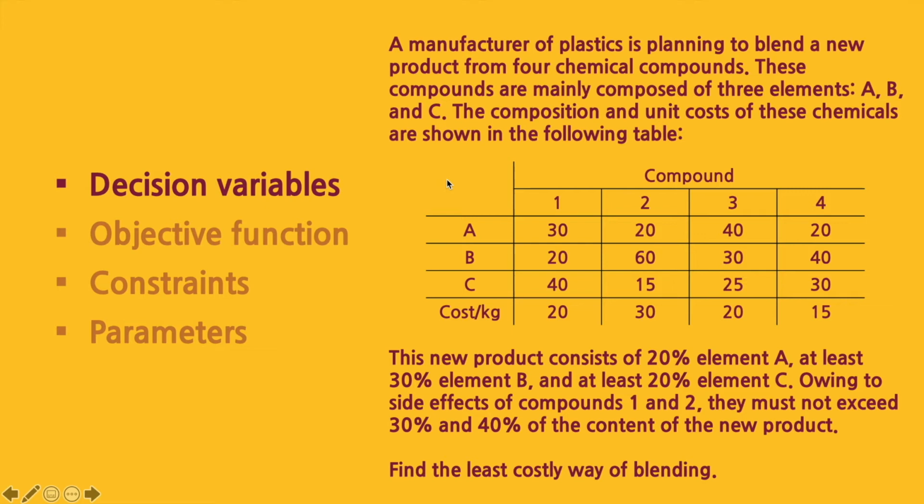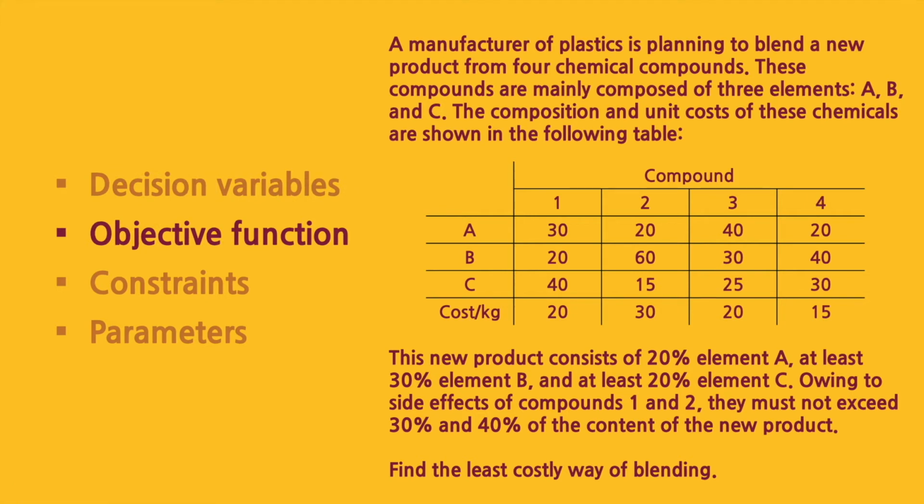Here, the answer is the compounds, because we are going to find the cheapest way to blend a new product using these 4 chemical compounds. Here we have cost per unit of each compound, so these would be the decision variables.